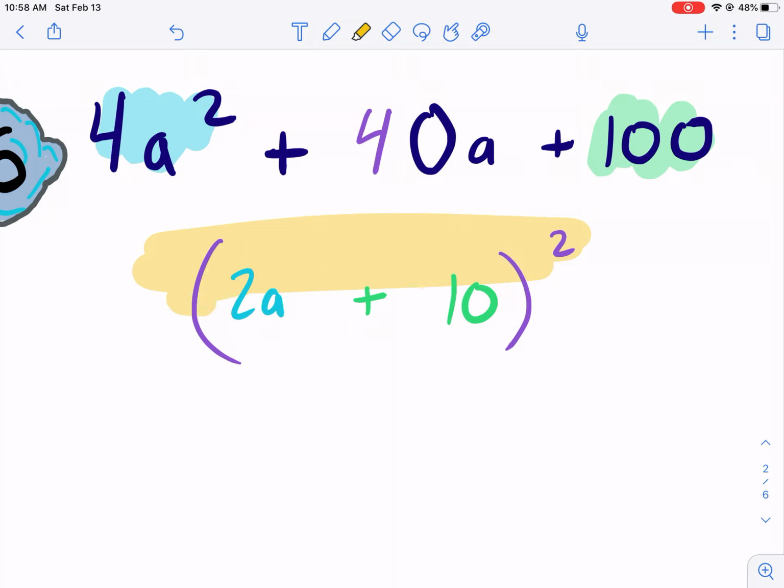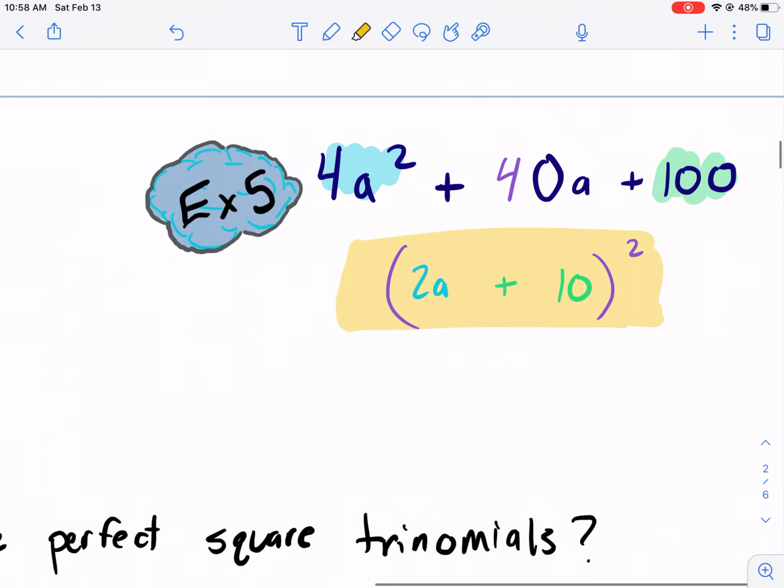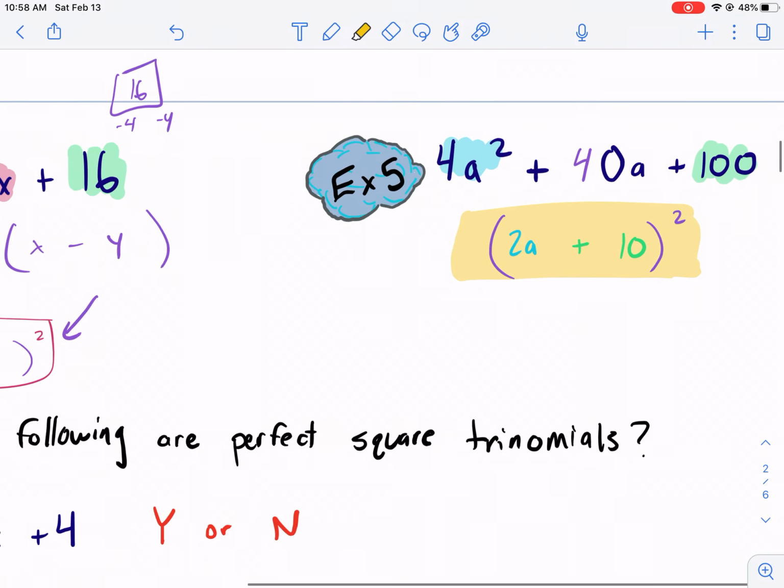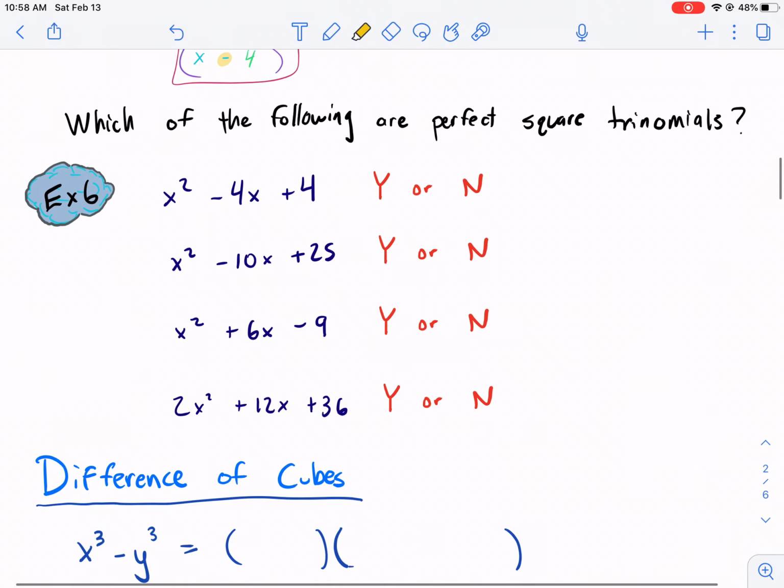I don't really want to show how to factor the original problem, I think it would be a waste of time at this point, just because I want to make sure that we recognize what is a perfect square trinomial. So go ahead and change that to a 40 for now. I think that makes a little bit more sense in context.